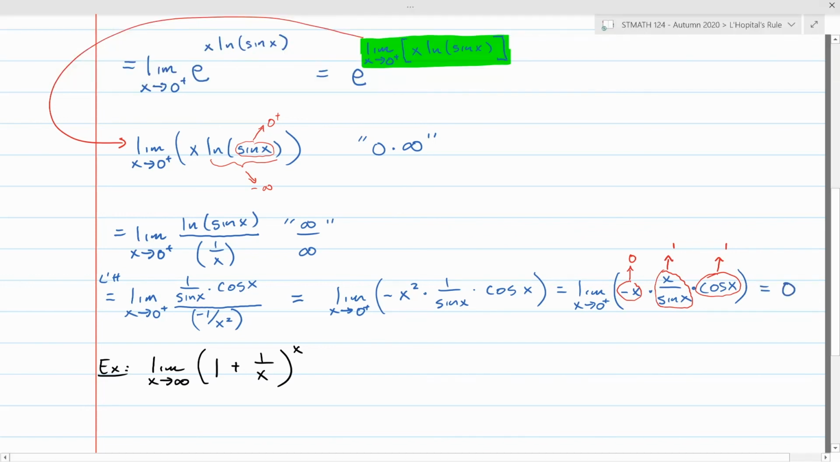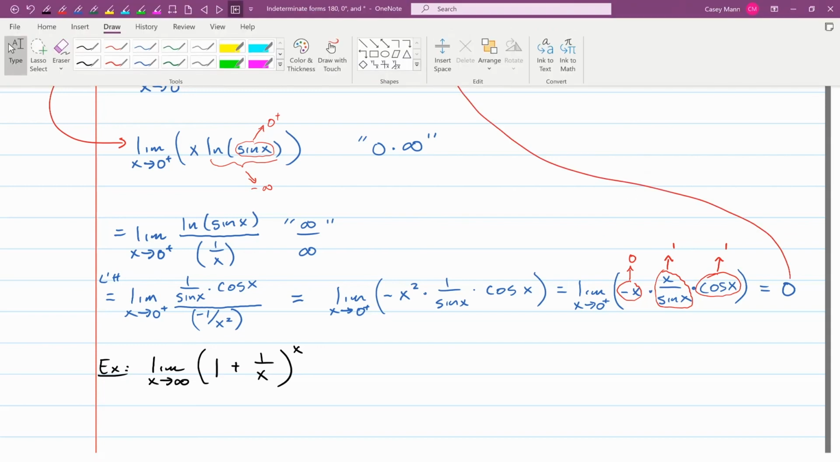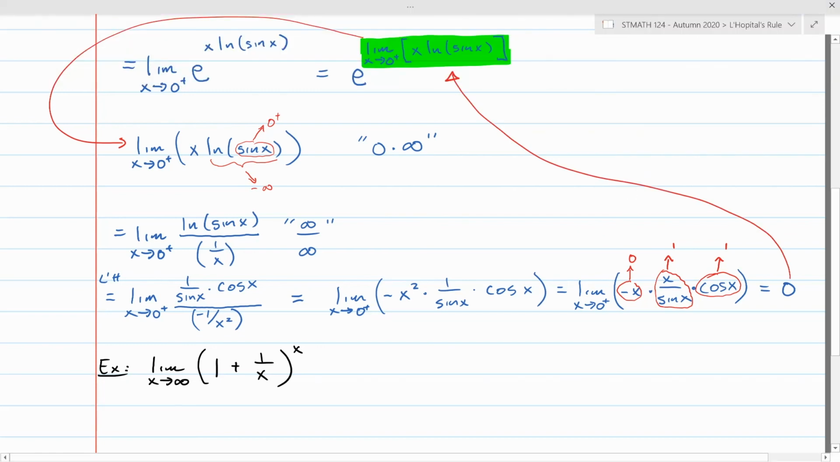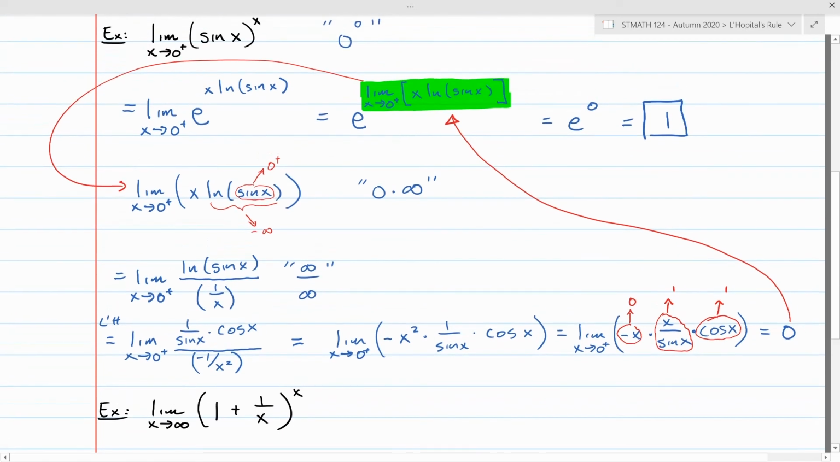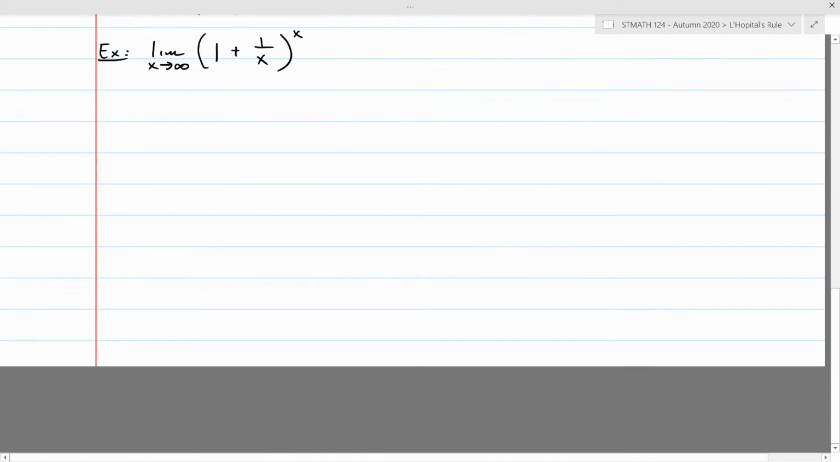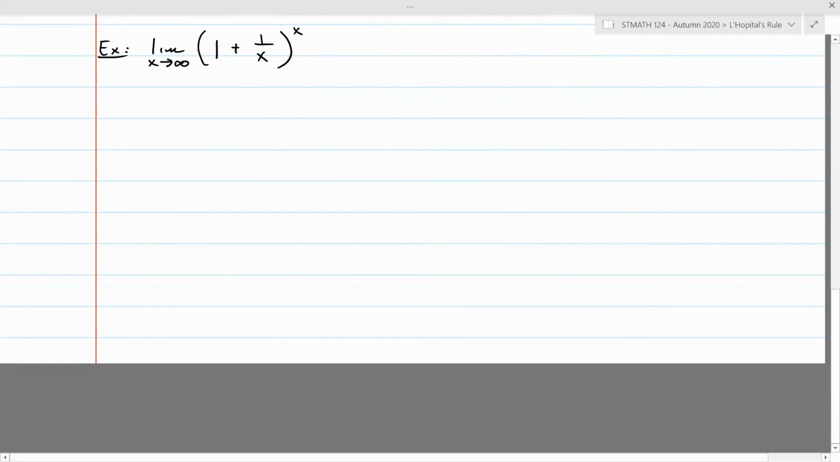But that was the limit of the exponent up here. So my final answer is going to be e to the 0, which is equal to 1. So in this case, 0 to the 0 came out to 1. Let's do another example of this sort of thing. I think you need to see it a couple times at least.